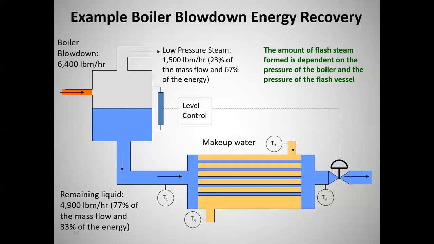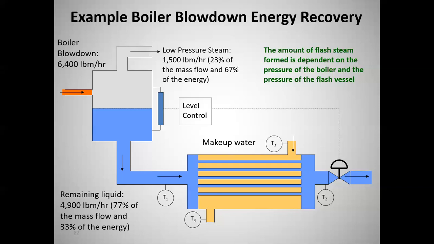So yeah, the amount of flash steam formed is dependent upon the pressure in the boiler and the pressure in the flash tank. The bigger the difference, the more flash you get. Absolutely. Remaining liquid, so we got 4,900 pounds mass an hour, which is 77% of the mass, but it only has 33% of the energy.